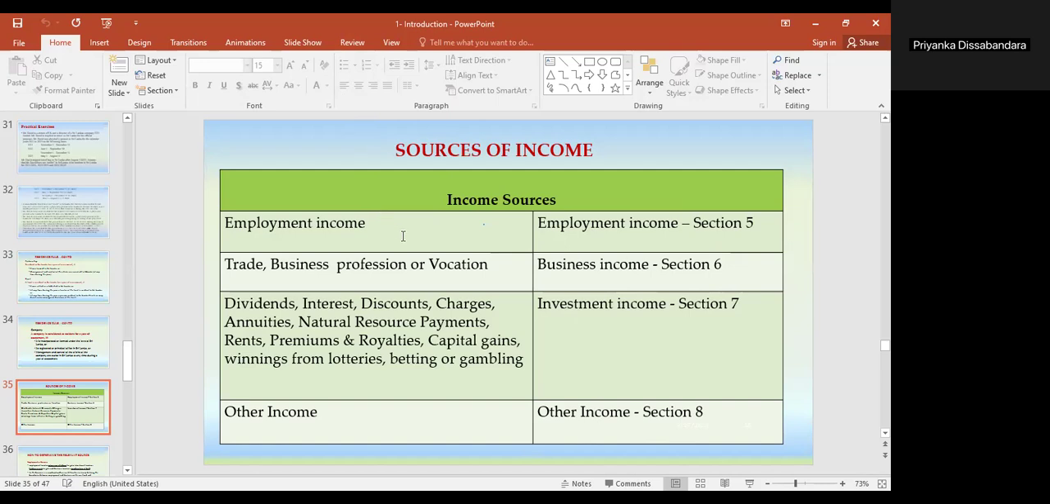First of all, what we have to do? We have to gather all the income we receive. That means if we consider an individual, a person has 4 income sources. But for a company, the company has only 3 income sources.